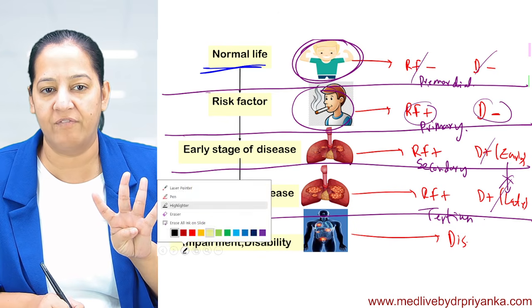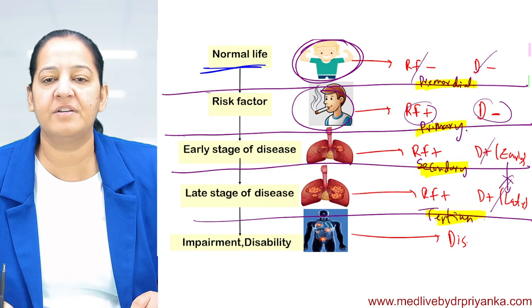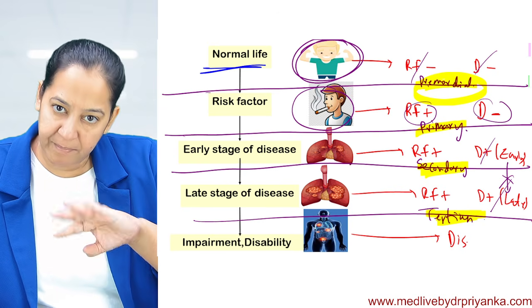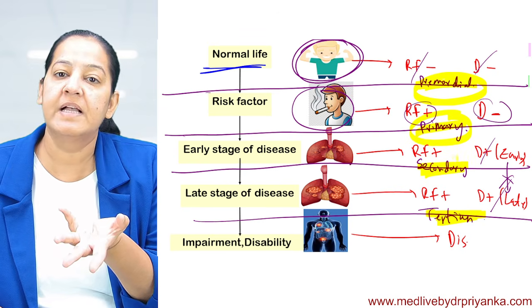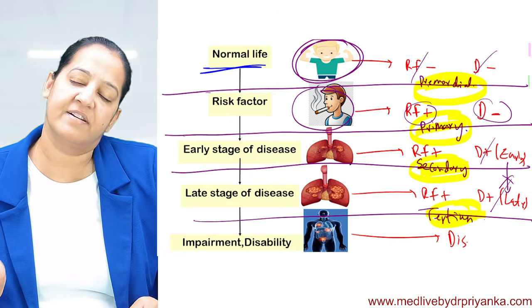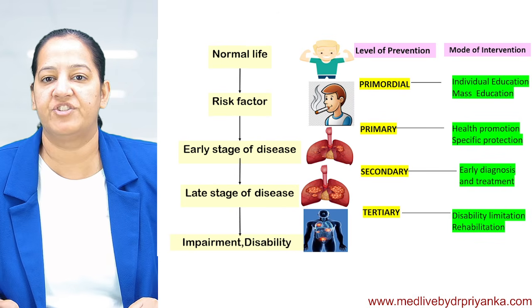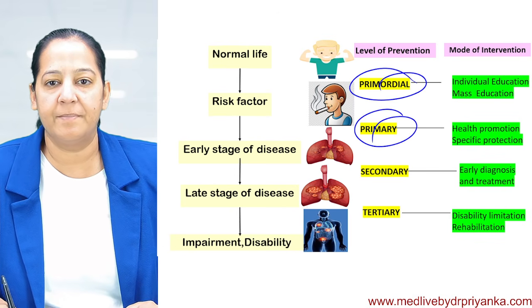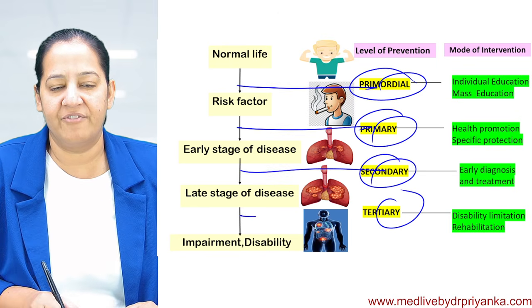The best example I always give: primordial prevention, primary prevention, secondary prevention, tertiary prevention. Primordial is taken before the risk factor. Primary is taken after the risk factor but before disease. Secondary is taken after disease but in early stage. Tertiary, once the disease is in late stage. So the same thing is written in front of you. There are 4 levels of prevention. You can see when primordial, when primary, when secondary, when tertiary.